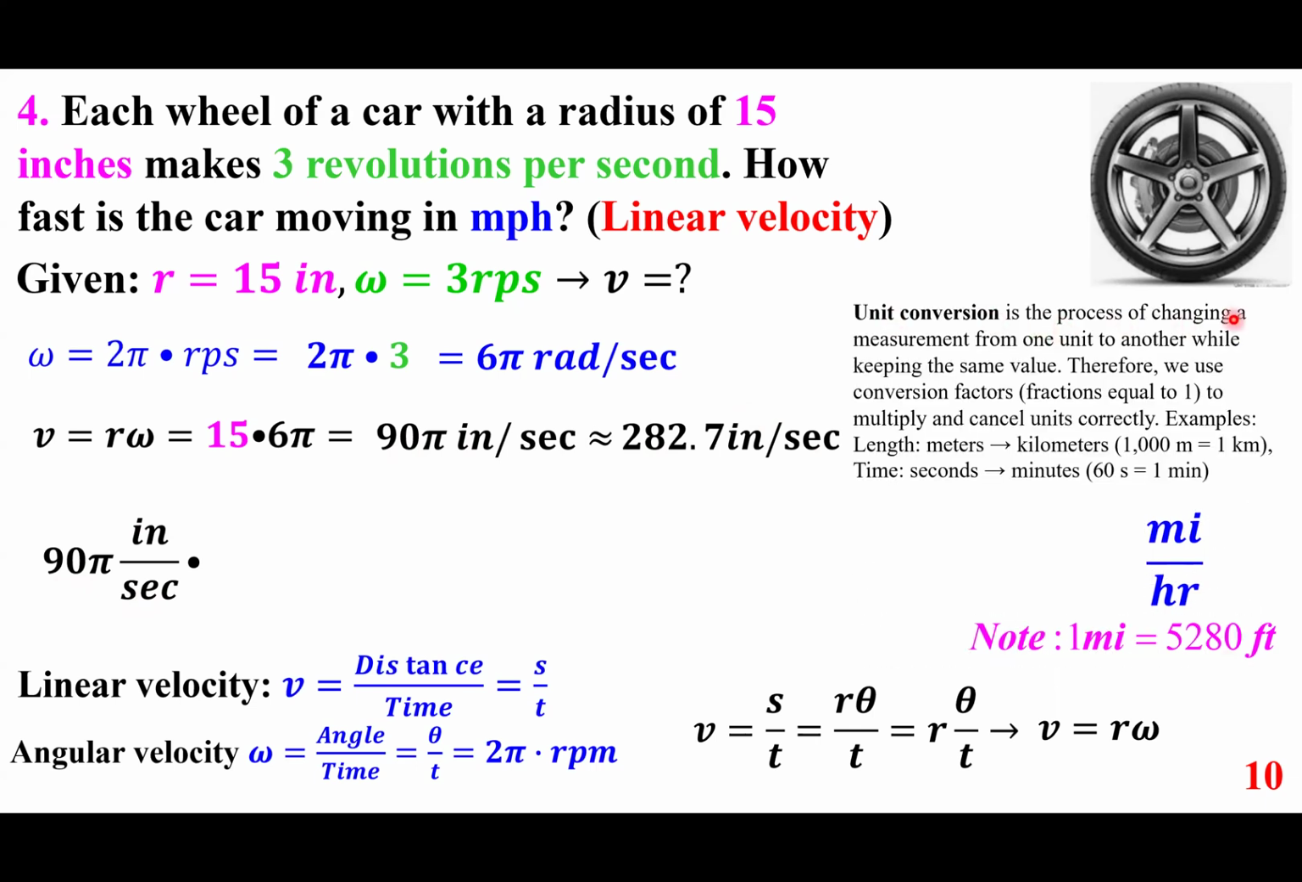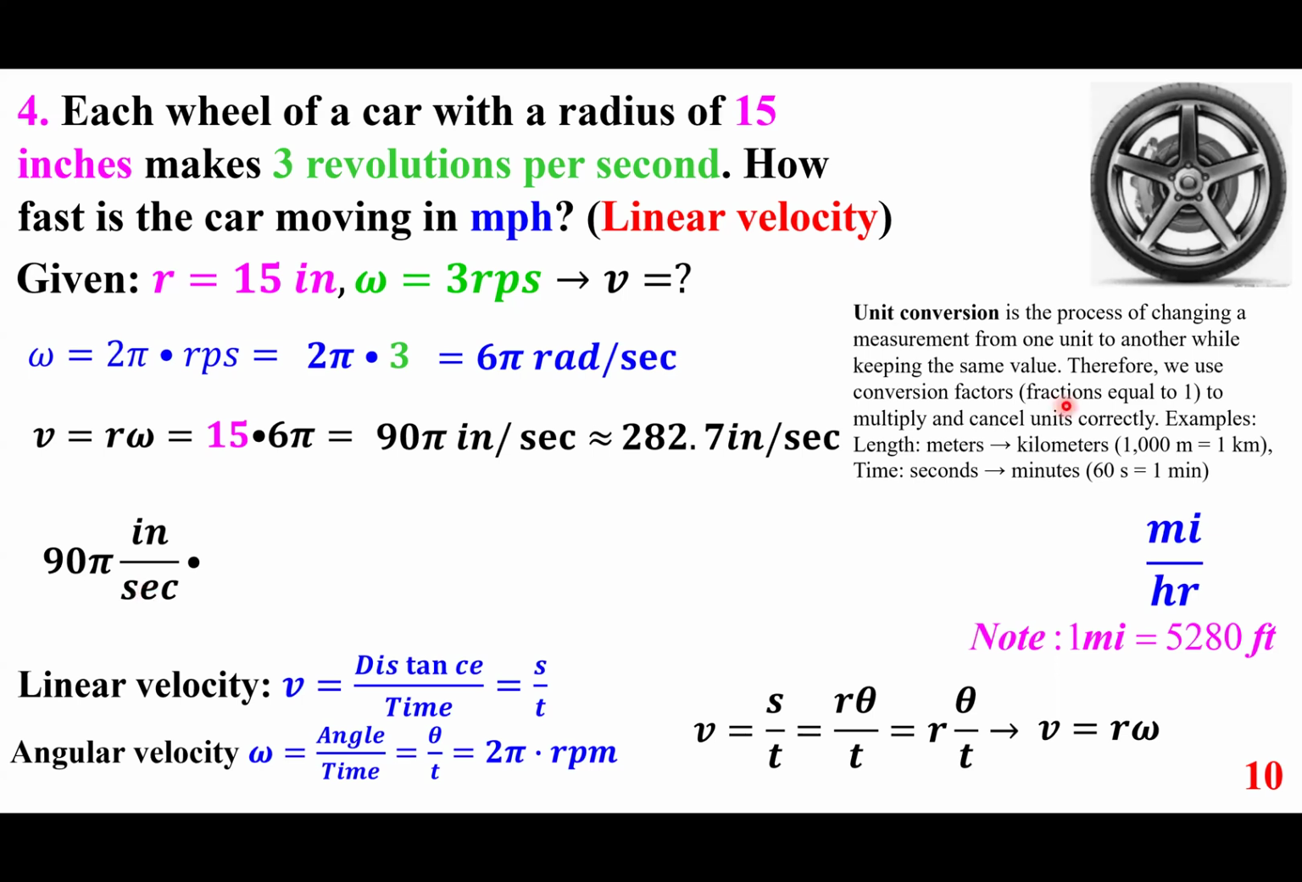Unit conversion is the process of changing a measurement from one unit to another while keeping the same value. Therefore, we use conversion factors, fractions equal to 1, to multiply and cancel units correctly. Examples, length, meters to kilometers. We know 1,000 meters is 1 kilometer. Time, seconds, minutes. We know 60 seconds is 1 minute. In fact, we know 1 hour is 60 minutes. Therefore, because this is seconds, 1 hour is 3,600 seconds.